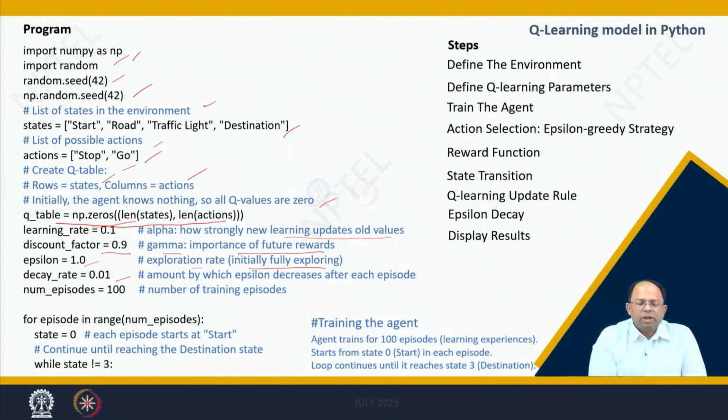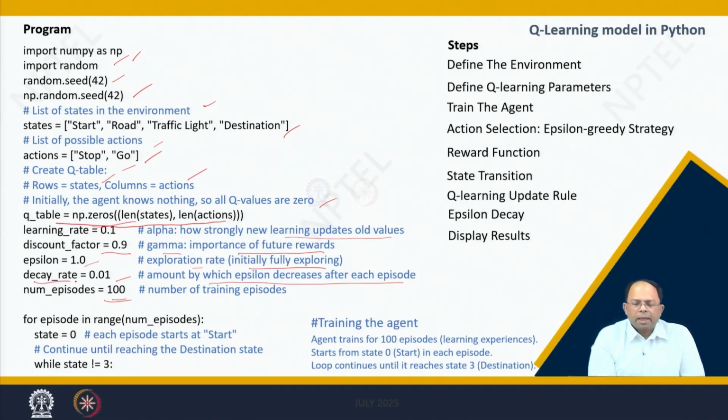And the decay rate is 0.01, that is the amount by which epsilon decreases after each episode. The total number of episodes is 100. So after each episode 1 will become 0.99, then 0.98 and so on. So the further ahead we go, we will choose the better decision, because if initially we start choosing learned decisions, then it will probably have learned rubbish things, right? So better we do not do that initially; the exploration rate is high, and then we reduce it using the decay rate.